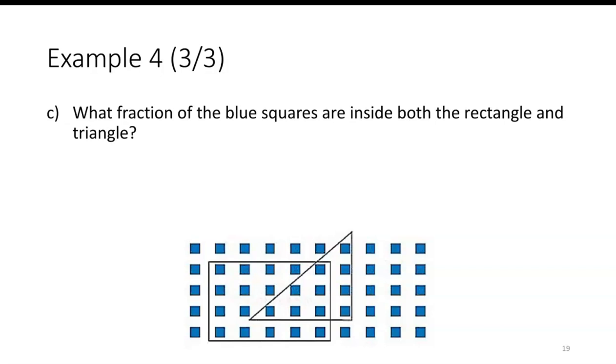And what fraction of the blue squares are inside both? Well, here, let's highlight that. That would be these ones here. So again, there are 50 squares overall, and the highlighted squares would be the 6. And that would reduce to 3/25.